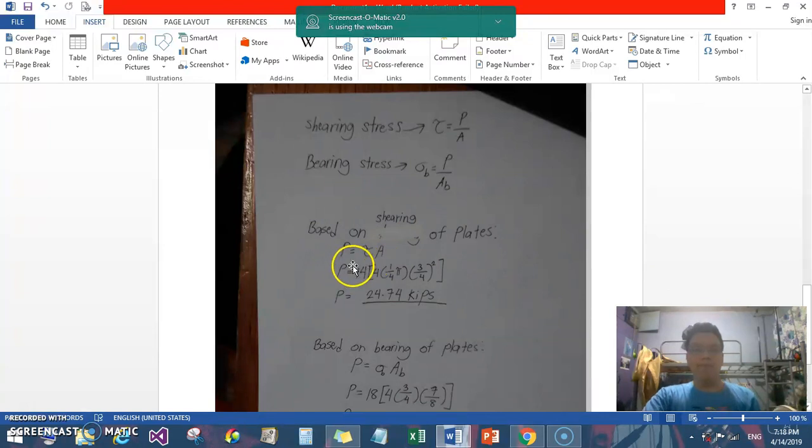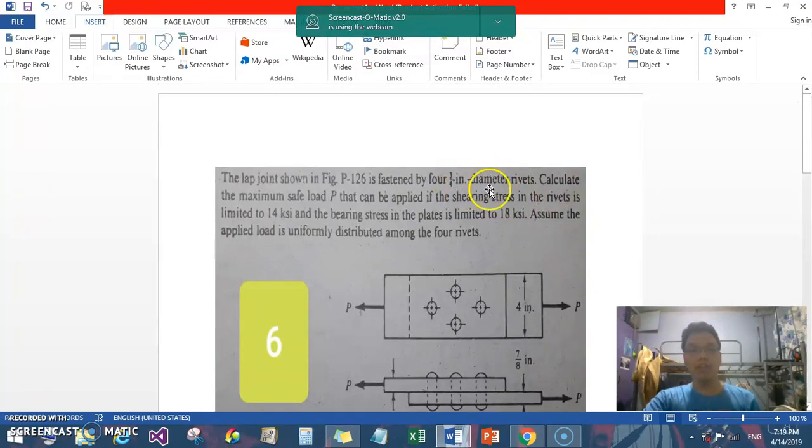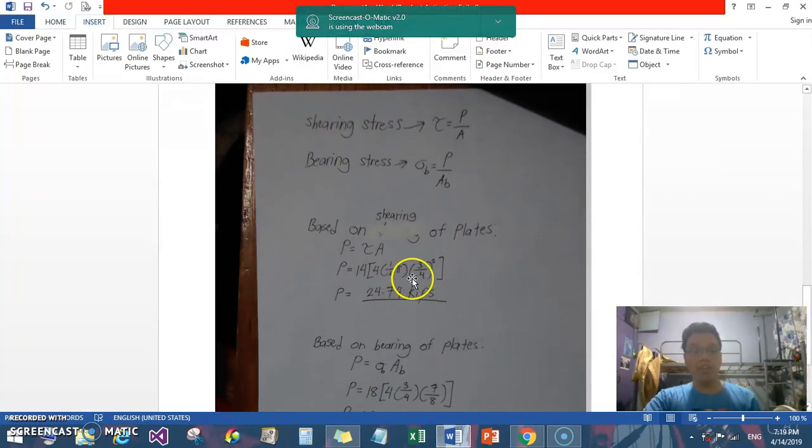Now, P is isolated here. P is equal to the shearing stress multiplied by the area. Moving on, P is equal to 14 multiplied by 4 multiplied by 1 over 4 multiplied by pi multiplied by (3 over 4) squared. Now, 3 over 4 is the diameter of the rivets given here, 3 over 4 inch diameter rivets. Pi over 4 multiplied by d squared is the common formula used when calculating the shearing stress of the rivets.